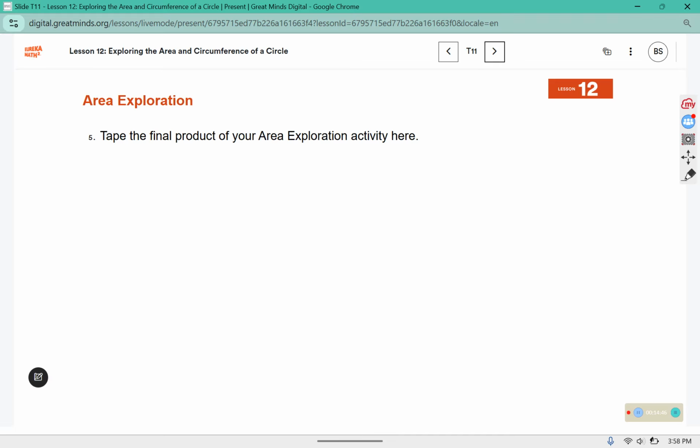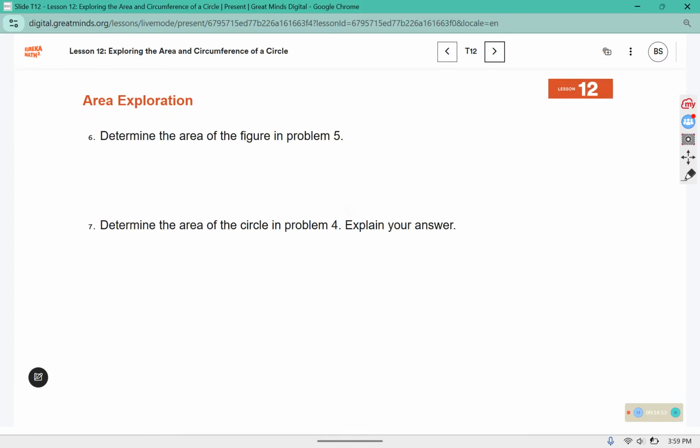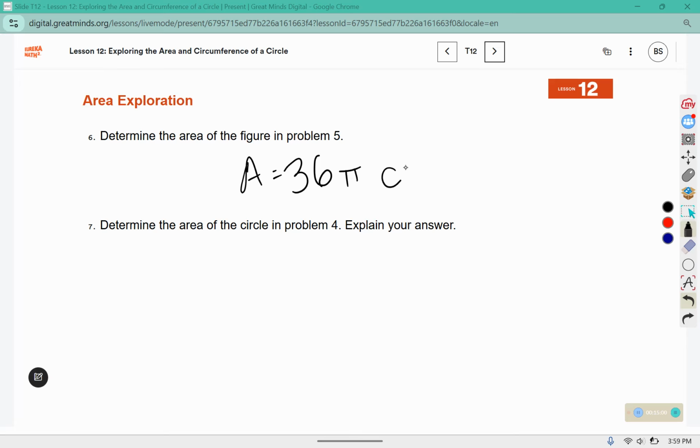It says in problem 5 to tape your final product into your book. So you're just taping those wedges into your book. And then determine the area, which we already did. We said that was 36 pi centimeters squared. And so the area of the circle is also 36 pi centimeters squared because our wedge figure was made up of pieces from the circle.